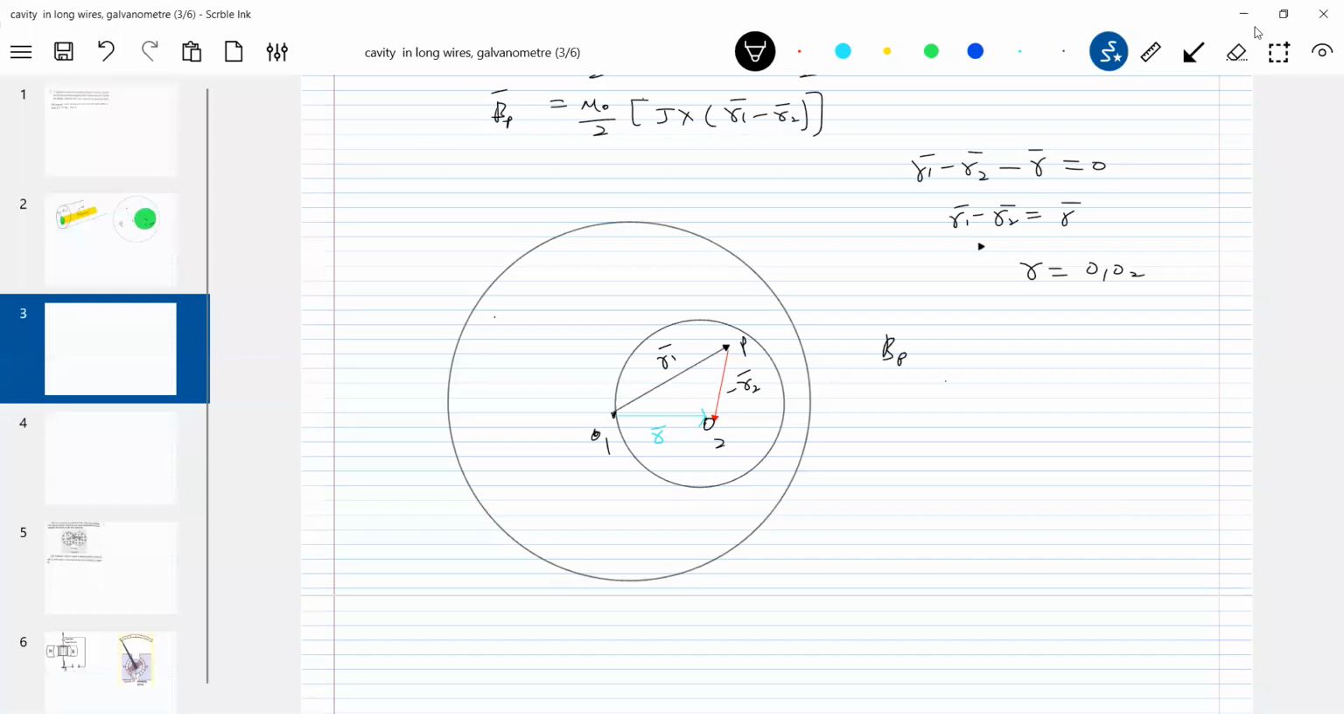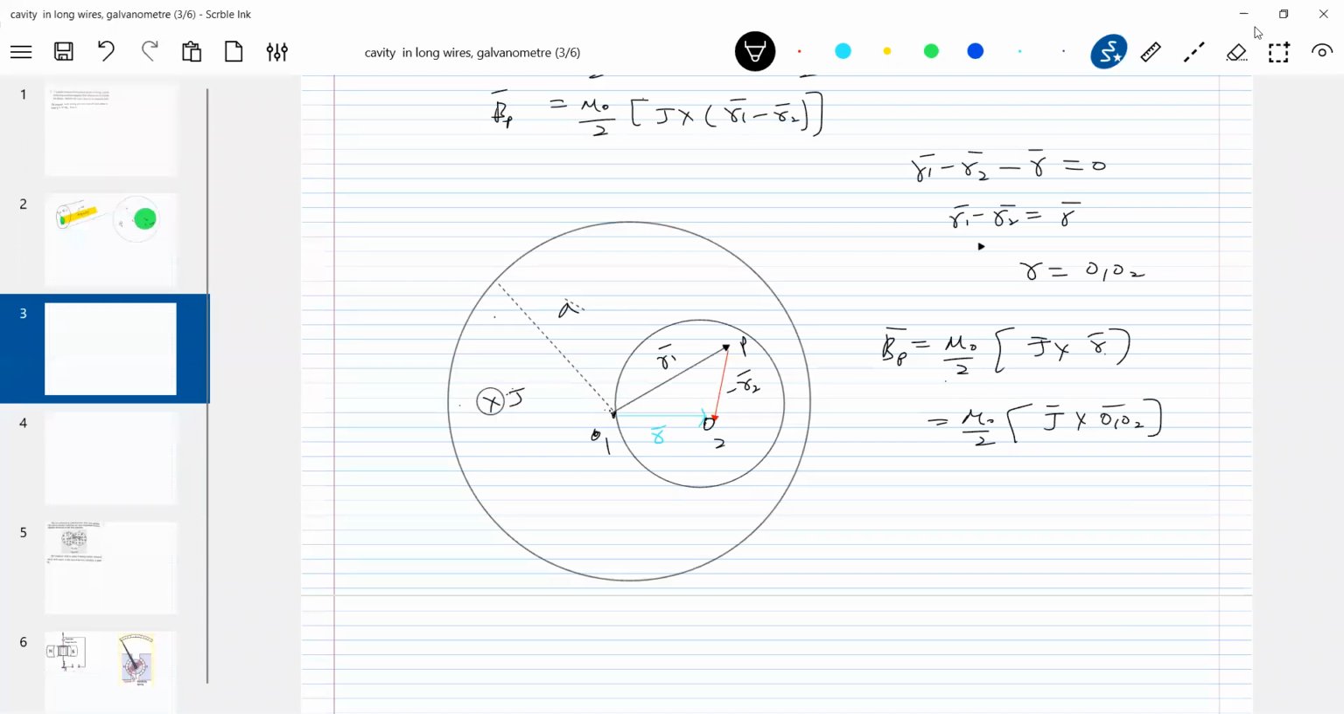So therefore, what is the resultant field at this point? Mu naught by 2 J bar cross O1O2 bar. What is O1O2 bar? O1O2 bar is the vector line joining the center of the wire to the center of the cavity. Is that okay now?